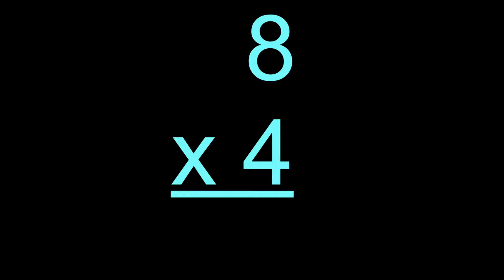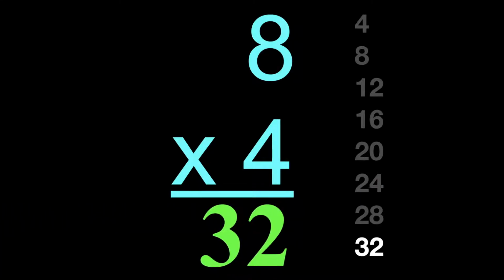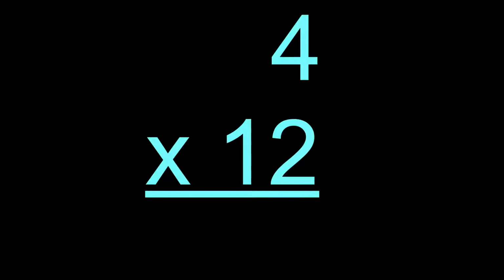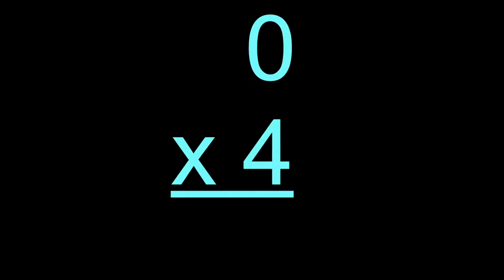We're going to count by 4 8 times. 4, 8, 12, 16, 20, 24, 28, 32. Good job. 4 times 12. Oh boy, here we go. 4, 8, 12, 16, 20, 24, 28, 32, 36, 40, 44, 48. Nice. Nice and easy, right?